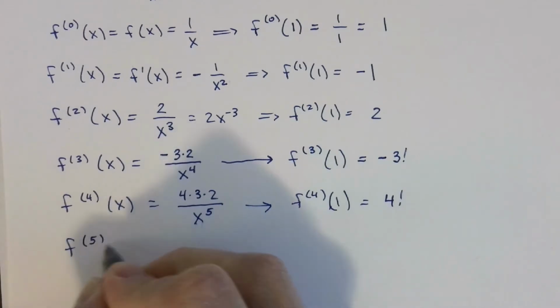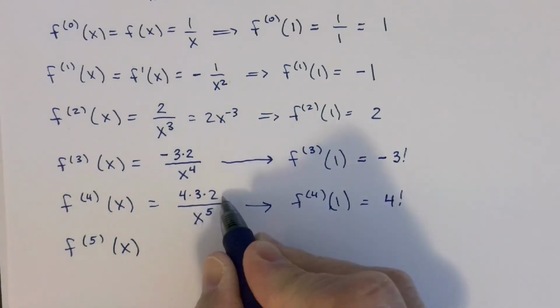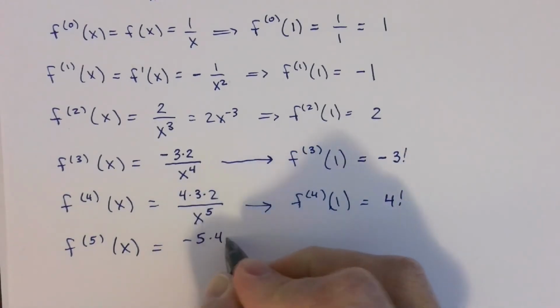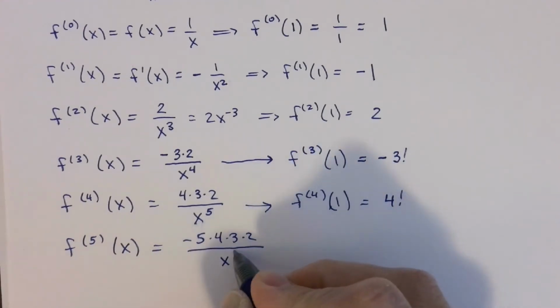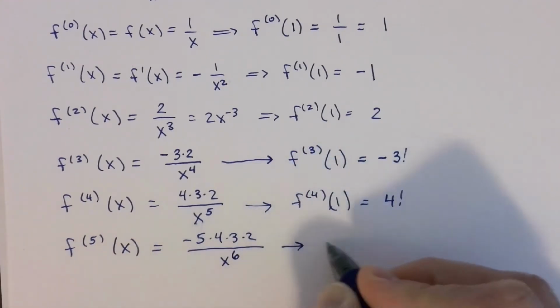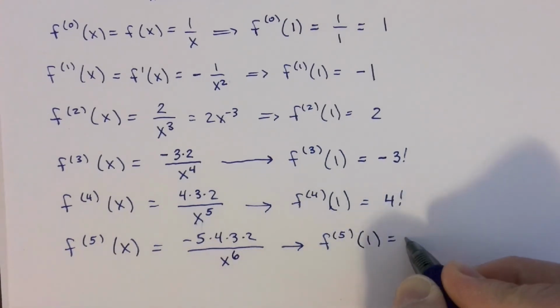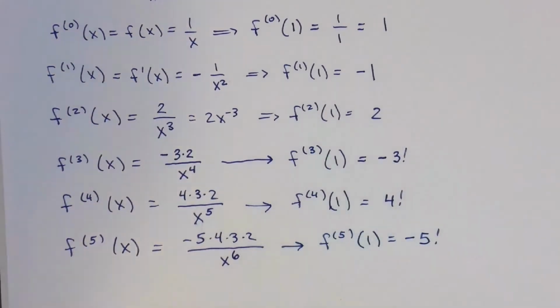The fifth derivative, this is what? 4 times 3 times 2, x to the negative 5, bring the negative 5 down, it becomes negative 5 times 4 times 3 times 2 over x to the 6th. And this is negative what? 5 factorial when I plug in x as 1. All right. Do you see a pattern here?